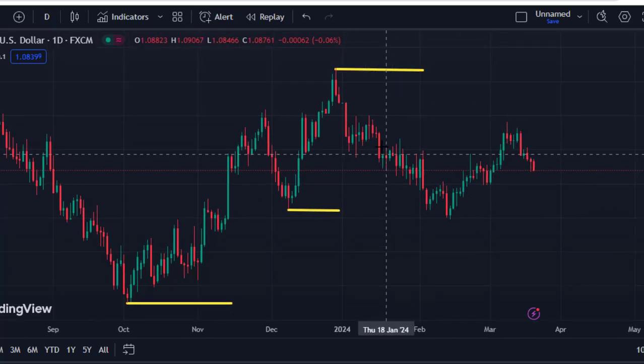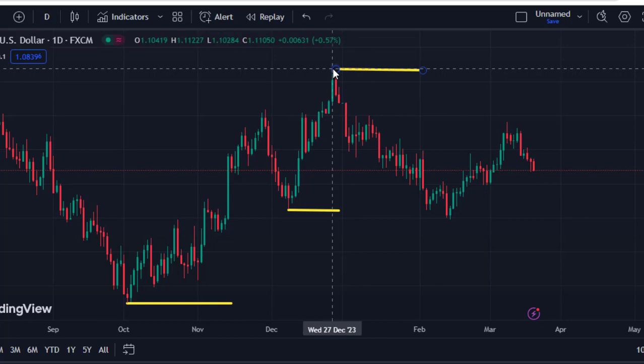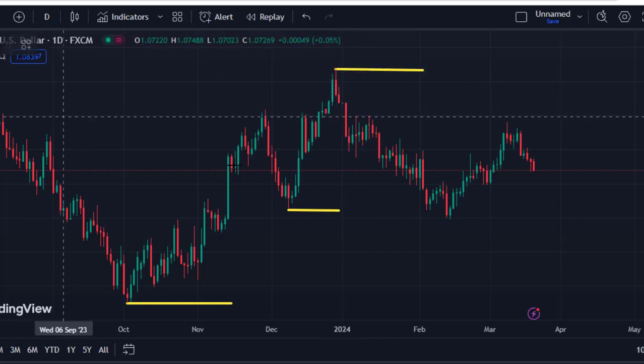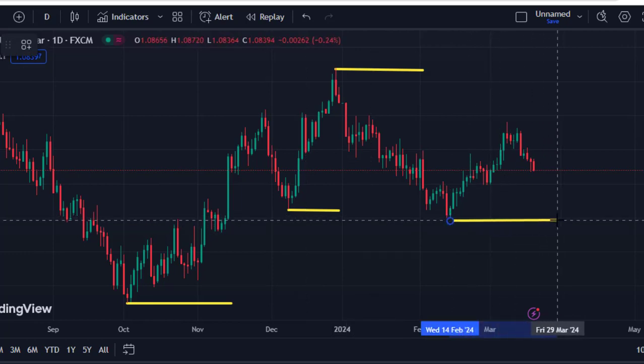If you look at this area at this point, the market has not come back into this point. There is a very strong liquidity at this point on this chart, and after this liquidity grab here, we have another liquidity at this point.